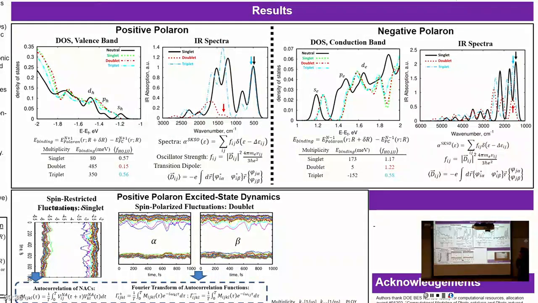And then same deal with the negative polaron: we calculate the conduction band density of states. You compare between the neutral ground state model and the polaron model, and we see another consistent shift which widens the band gap of all the states. And then there's not much difference between all the multiplicities for the states.